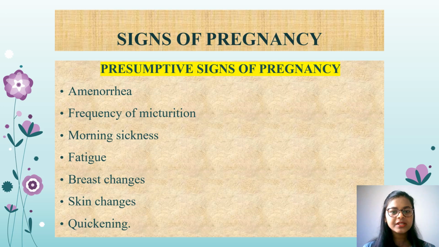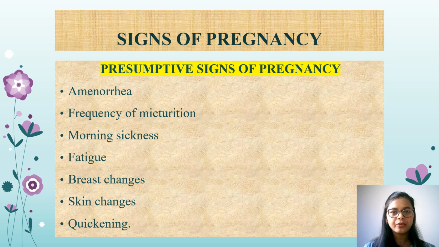So let's talk about the signs of pregnancy. There are 3 signs of pregnancy. The first one is the presumptive sign, the second is the probable sign, and then the positive sign of pregnancy. Let's talk a little bit about the presumptive signs of pregnancy. The first one is amenorrhea, where the woman stops having menstruation if she is pregnant.